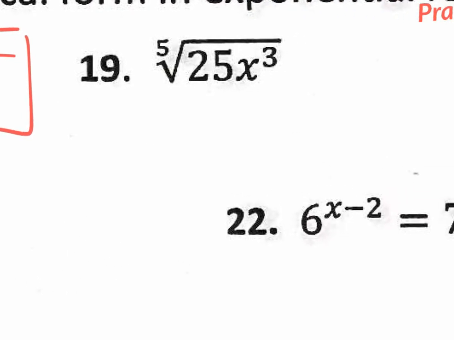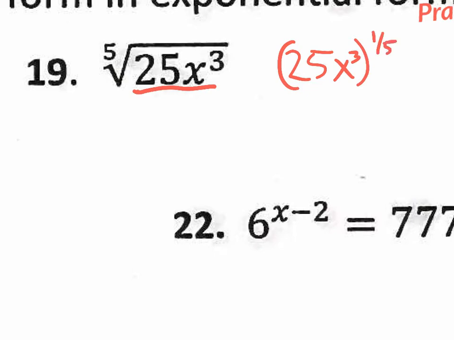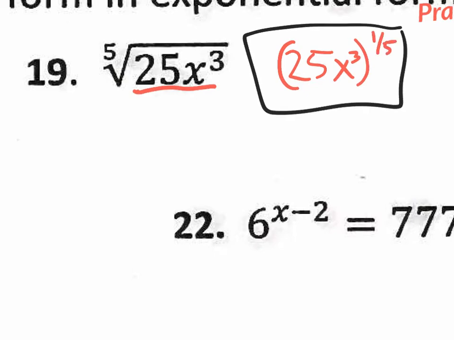Moving on to 19. That's the 5th root. Again, we are not simplifying. All you're doing is rewriting from radical to exponential or exponential to radical. So right here, I'm going to rewrite this as the 25x to the 3rd. The whole thing was inside the radical, so I need to put that whole thing in parentheses and write to the 1/5 power. And that's it. You see? It's easy. So those are like 4 free points that everyone should get right on tomorrow's test.